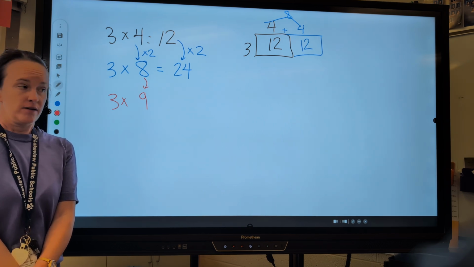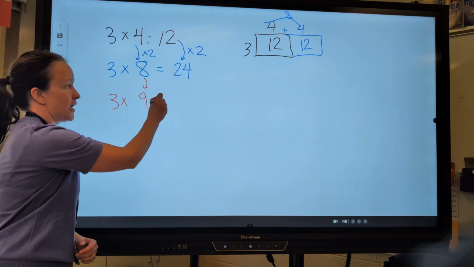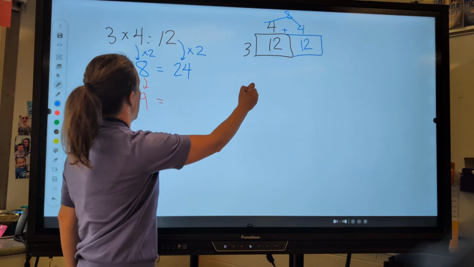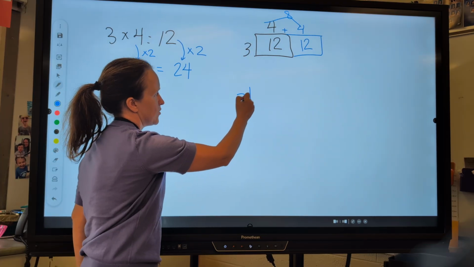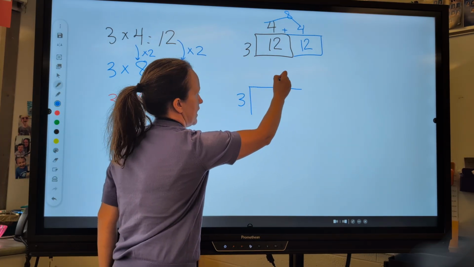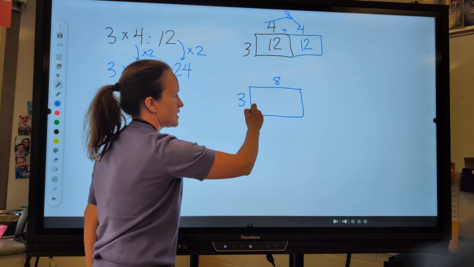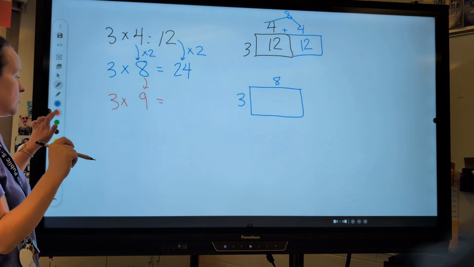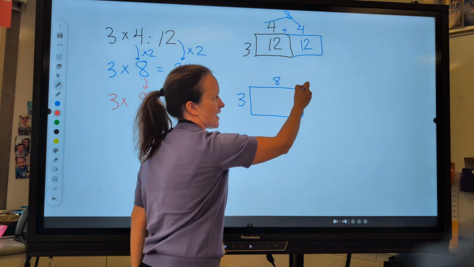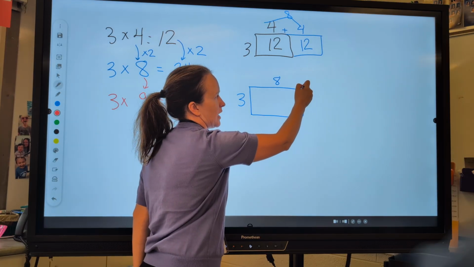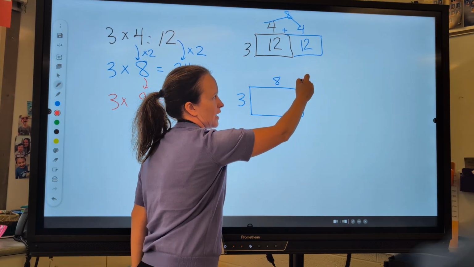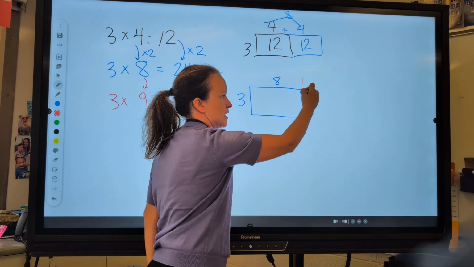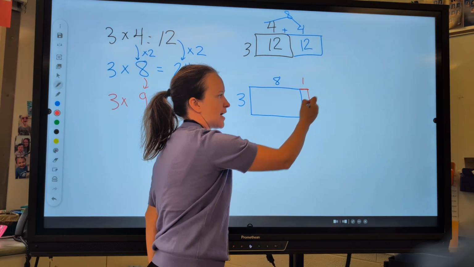9. Okay, that means I'm going to take what I had last time. So last time was 3 by 8, and I'm going to take just one more group of 3. So it's like this side, Corey, got a little bit longer. It got one group longer. Still a 3 on this side.